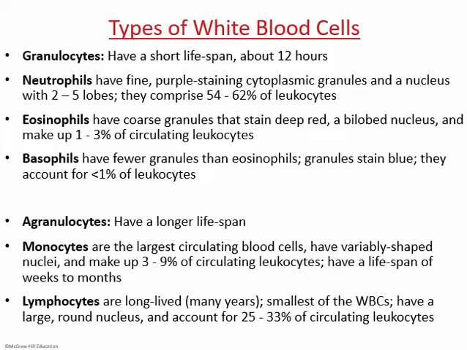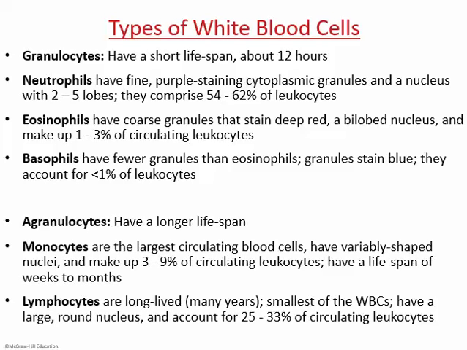So the granulocytes are short-lived. They are produced to do a job, and when the job's done, they're done. So the neutrophils stain purple, eosinophils stain red, and the basophils stain blue. The agranulocytes stick around longer. The monocytes circulate, and they last for quite a long time.